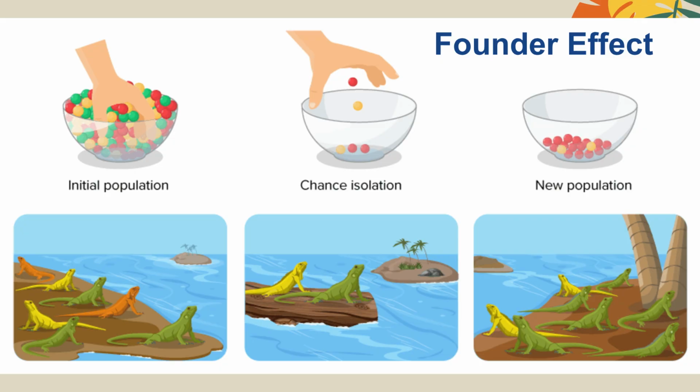Let us explore how founder effect occurs. In the original population, there is high genetic variation. When a few individuals become separated, such as moving to a new island, they form a new population. These founders carry only a small sample of the original gene pool. As a result, some traits become common while others are missing entirely. This happens by chance, not because those traits are advantageous. Over generations, the population remains genetically different from the original one.